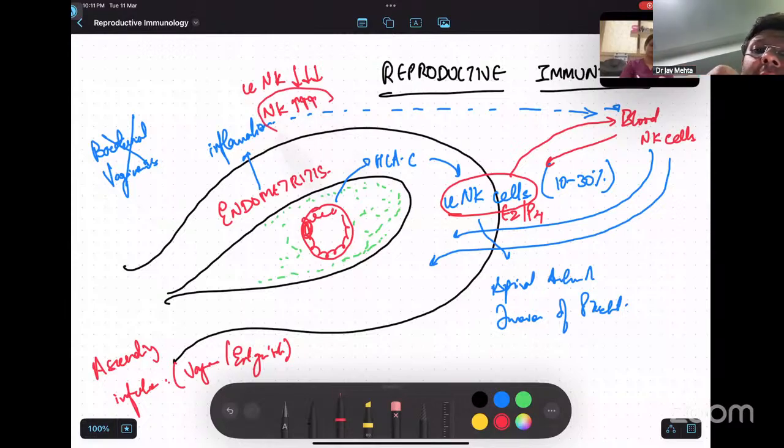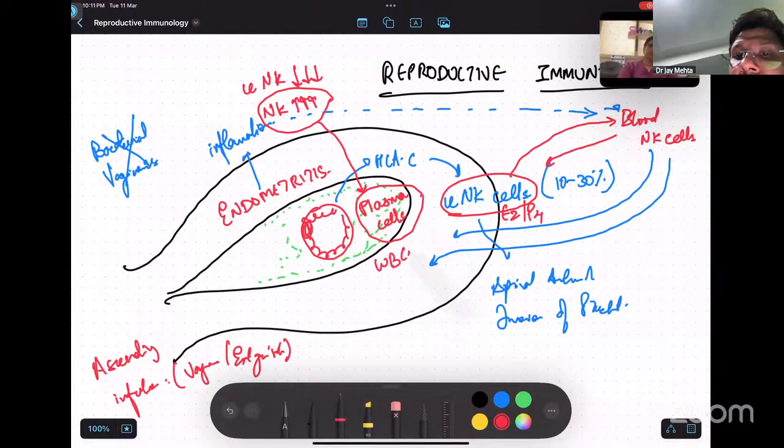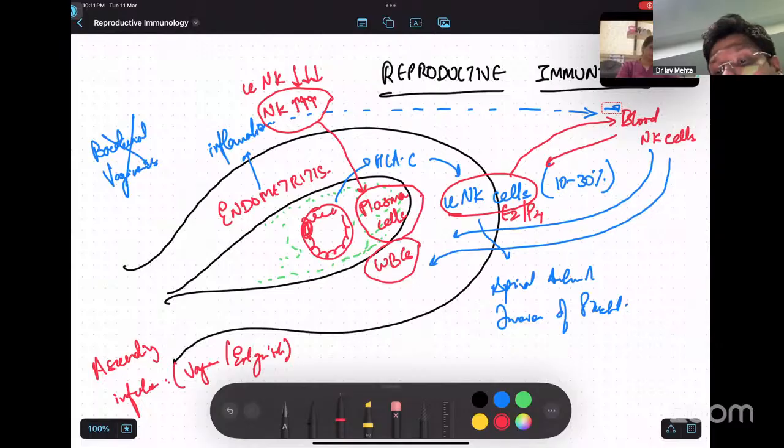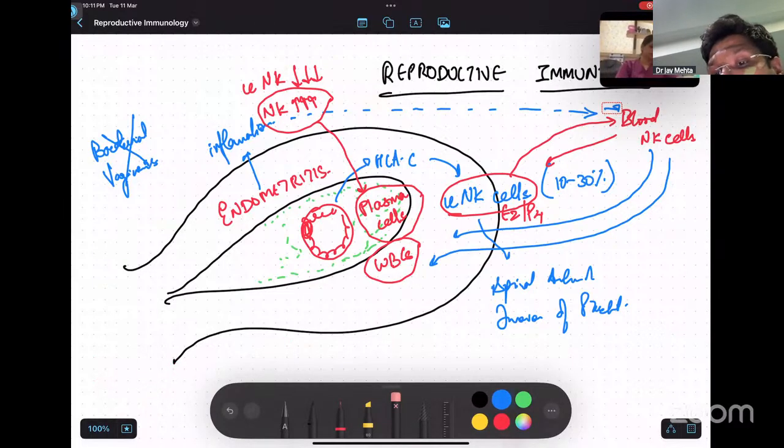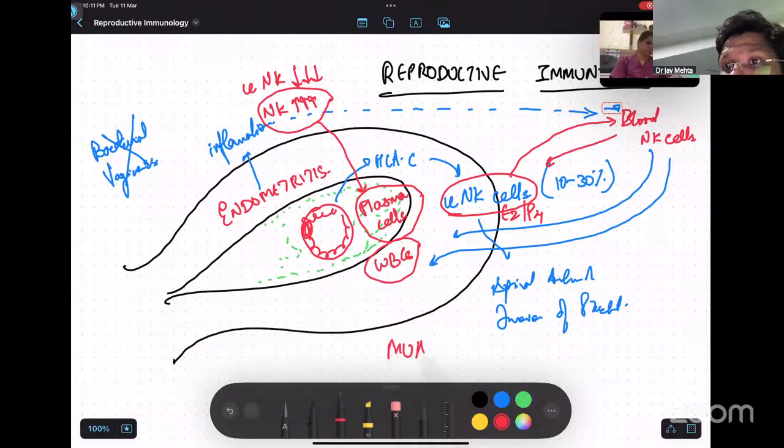Now, when these normal natural killer cells go up in the endometrium, along with that, they get something called plasma cells. Basically, plasma cells are advanced WBCs, and these WBCs are going to come and kill the bacteria. That is the reason why they are present. This is the basis of doing something called an endometrial biopsy. And when you do an endometrial biopsy, you test it for something called MUM1.